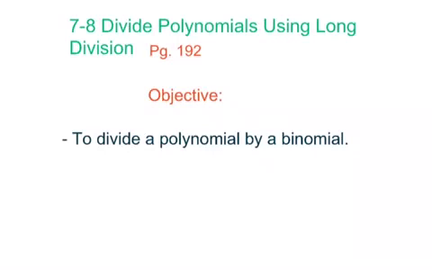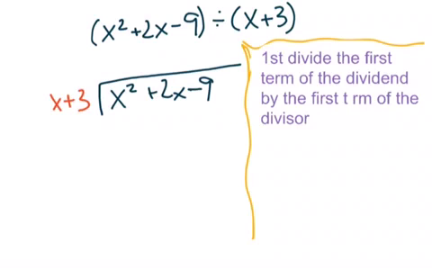Okay, we should be on 7-8 in the orange book, dividing polynomials using long division on page 192. The one objective here is to divide a polynomial by a binomial. Sounds simple. It is once you get in the swing of things, so we're just going to start off with an example. So we have x squared plus 2x minus 9, all divided by x plus 3.